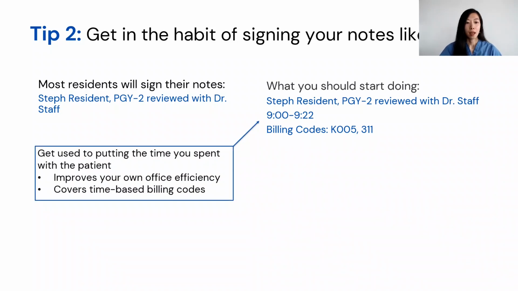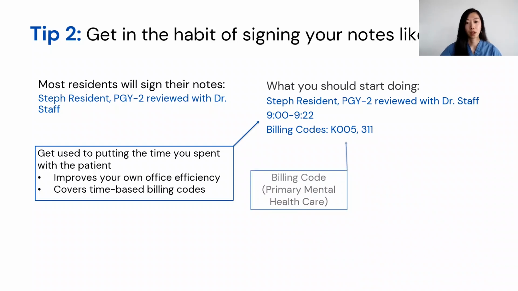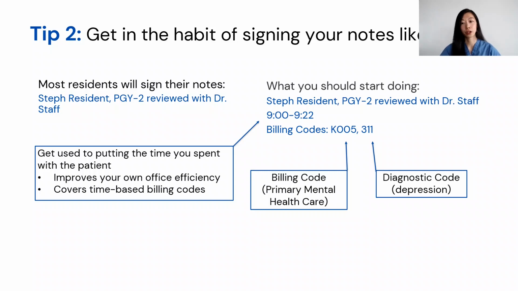And so putting the time is important because it's important that you know how much time you spent with the patient when it comes to improving your office efficiency. And it also helps if in case your staff gets audited when it covers the time-based billing codes. This code right here is known as the billing code. So for example, the K005 code is a mental health care code, and this is a diagnostic code for depression.